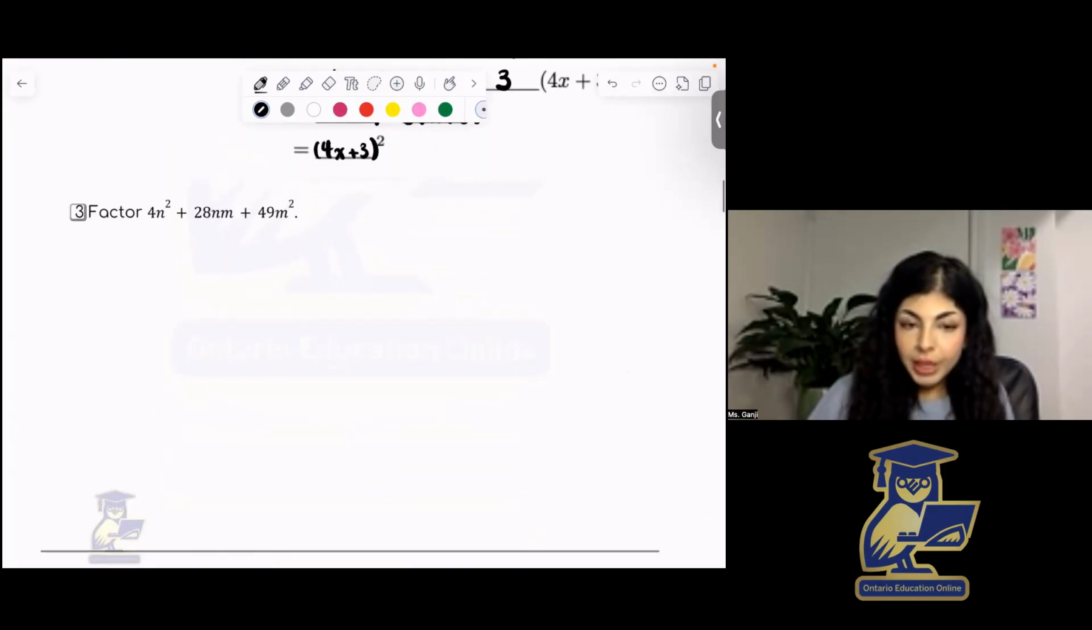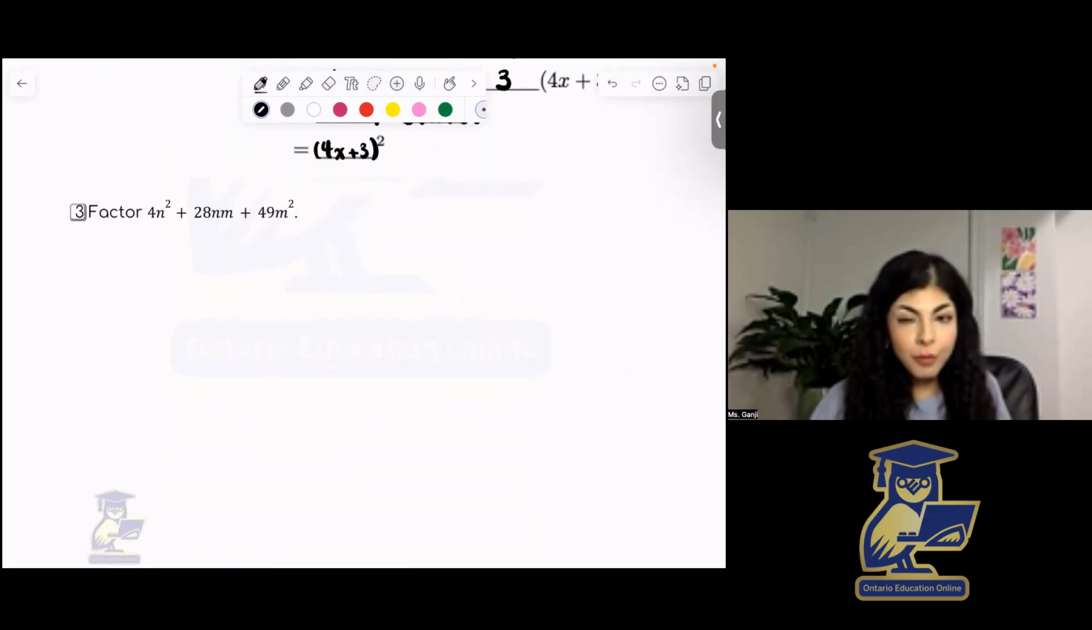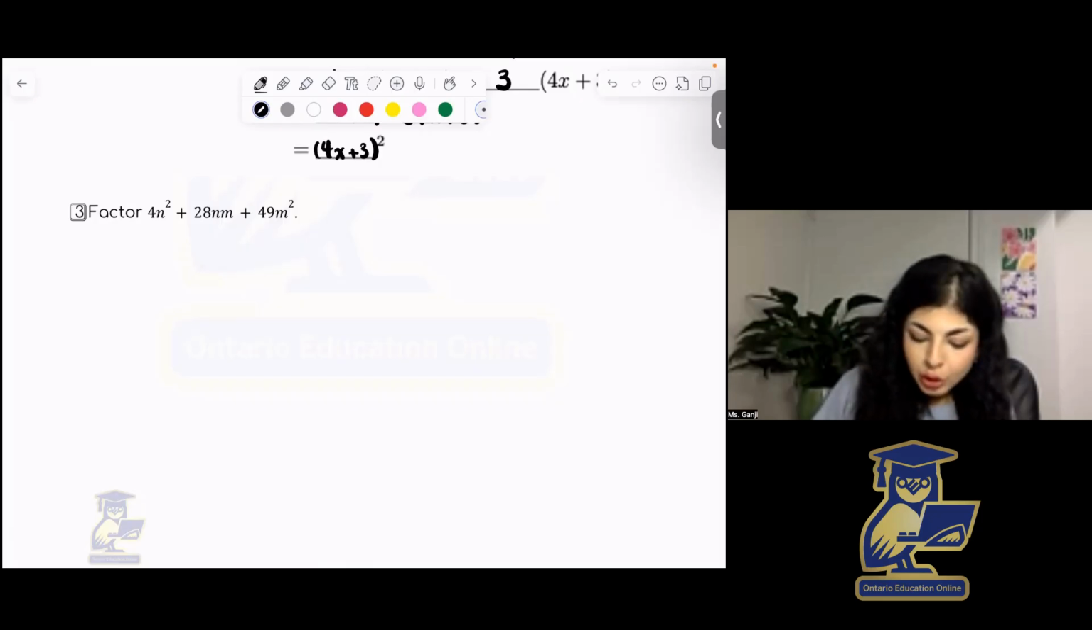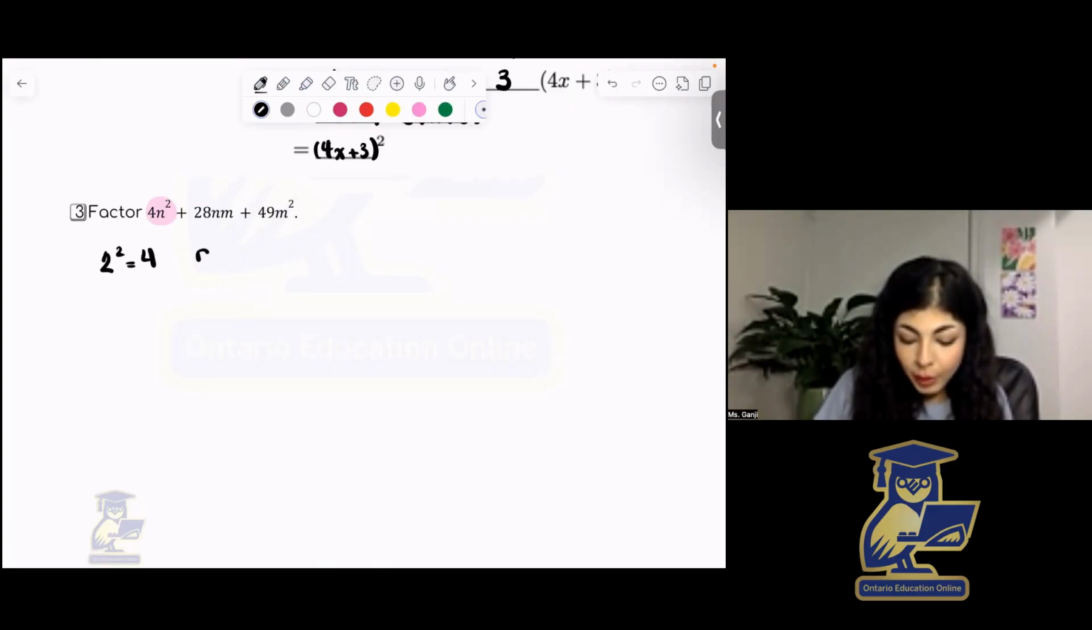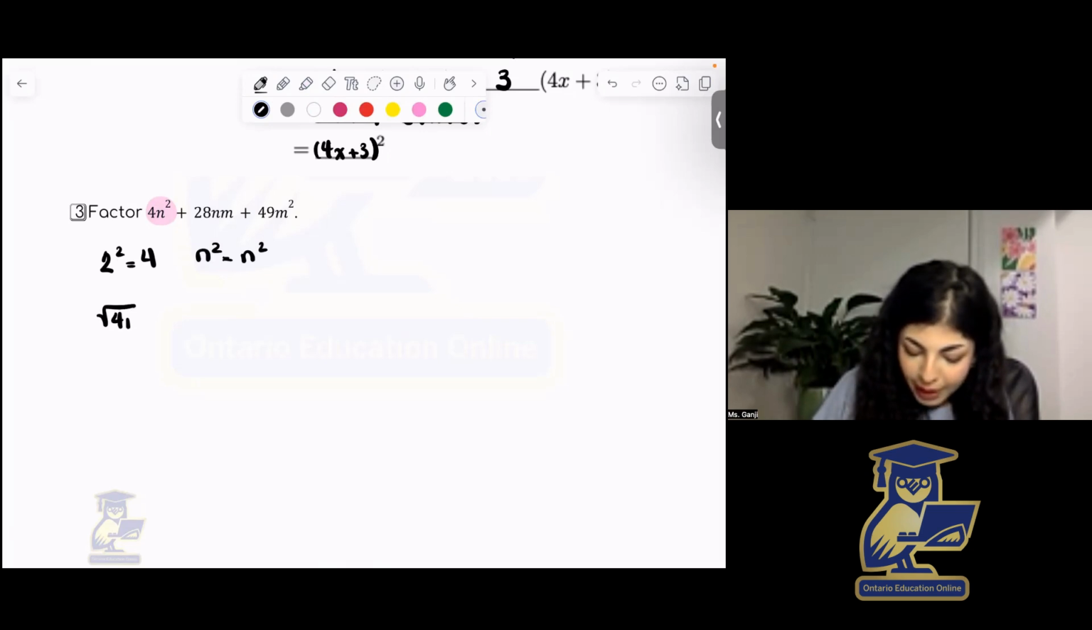Now let's look at one more example where we have two variables. And don't let this fool you. It's still the same idea. So the first term here, 4n squared, we're checking if it's a perfect square. And 2 squared is 4, and n squared is n squared. So essentially, the square root of 4n squared is 2n.